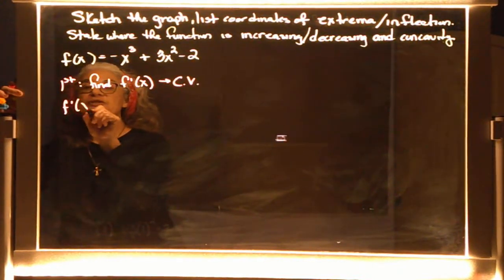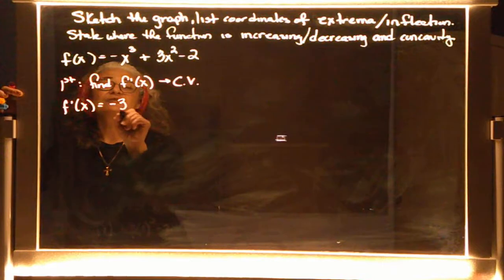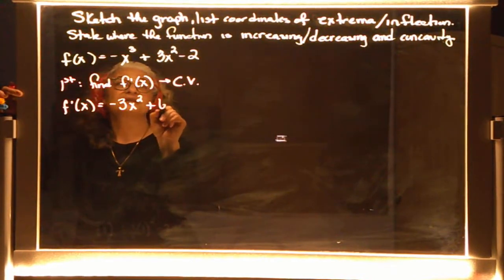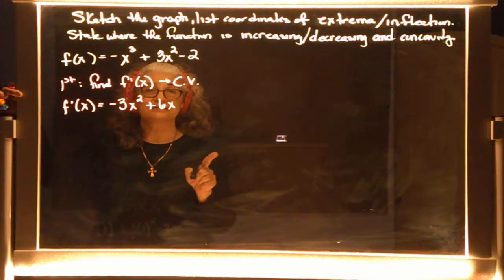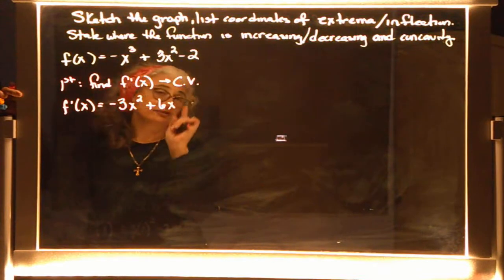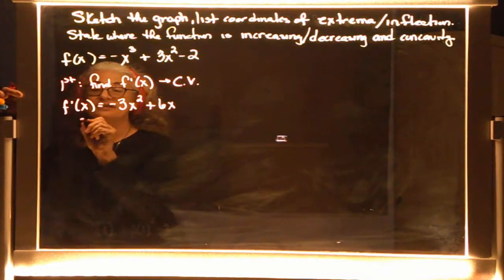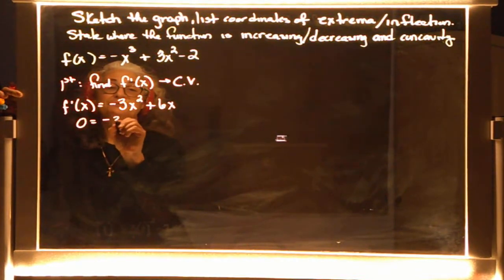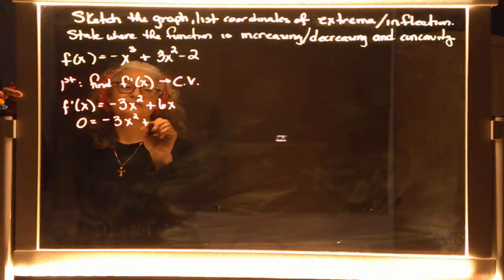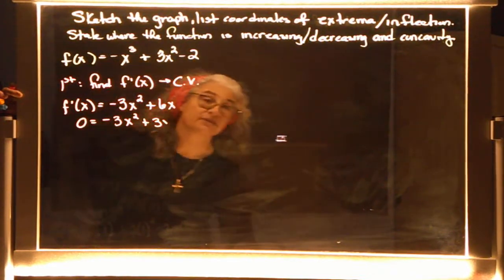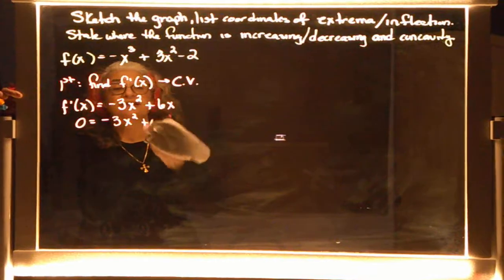Okay, so our first derivative looks like negative 3x squared plus 6x, yes? And so how do I find the criticals? Set this equal to 0, and then we get to solve, right? Whoops, that's a 6x.